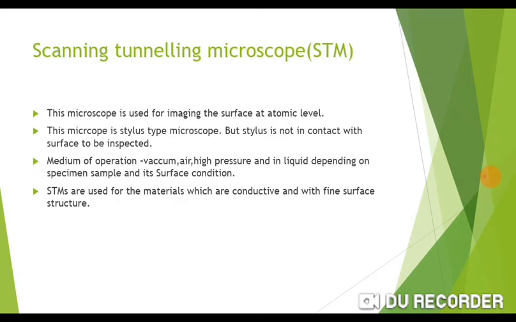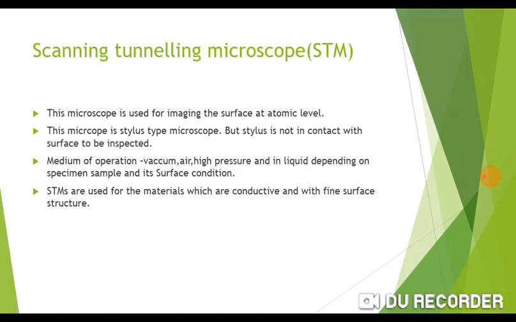In today's lecture, we will talk about the scanning tunneling microscope, that is STM. This microscope is used for imaging the surface at the atomic level, and we can say it is an SPM type, that is, scanning probe microscope type of microscope.